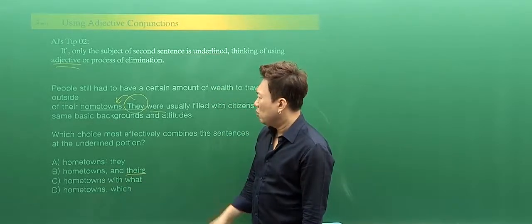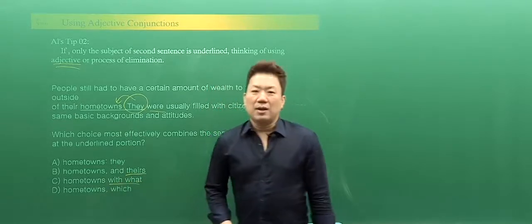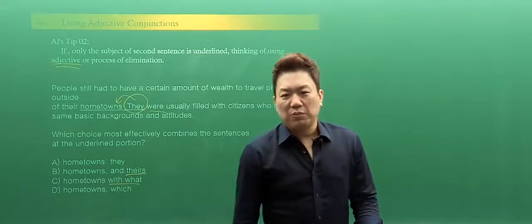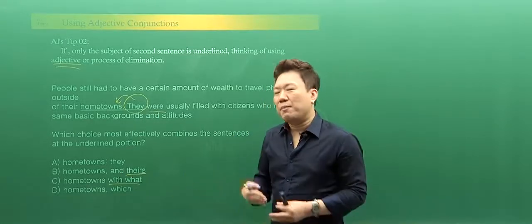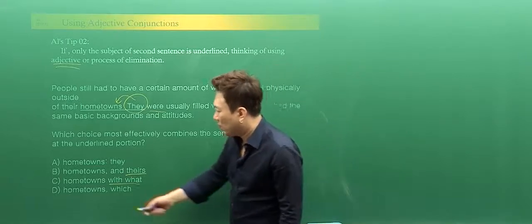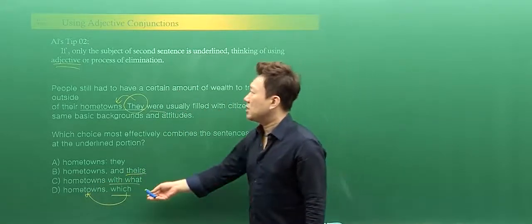The hometowns were, no, right? And with what? A prepositional phrase. I told you when you use the prepositional phrase, it must be the purpose or any other sort of method, those kinds of concepts, okay? And hometowns, which simply describes hometowns. So this is the answer.